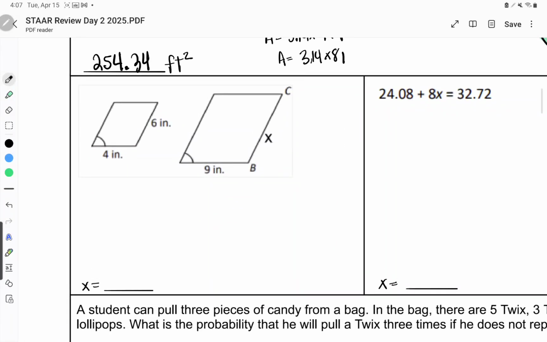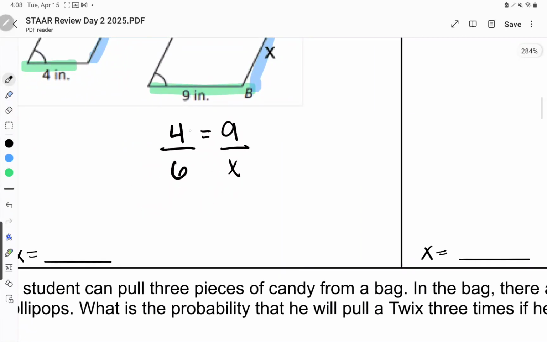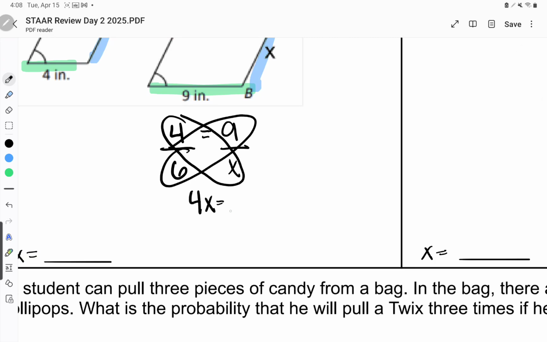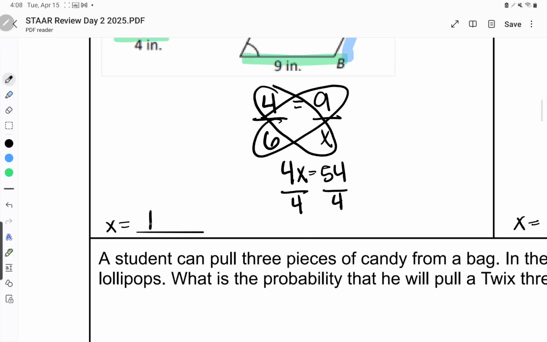Next one, I have a missing side over here, and how do I solve for missing sides? I set up a proportion, where my corresponding sides equal each other. So I have 4 equals 9 over same shape. So what's on the same shape as 4? That would be 6. And then what's on the same shape as 9? That would be x. We solve proportions by cross multiplying, so I have 4 times x, which gives me 4x, and then 6 times 9, which gives me 54. And then we divide both sides by 4, and we will find that our answer is 13.5.